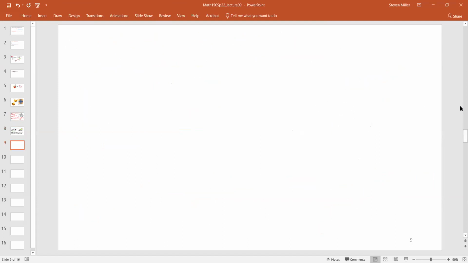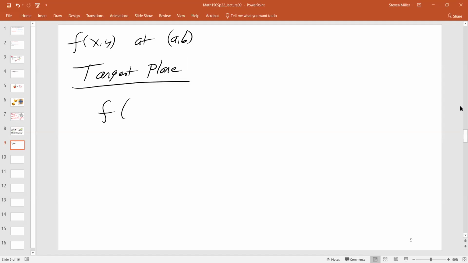A function of two variables, f of x, y. What do you think the tangent line becomes? Tangent plane. And so what would be the tangent plane? It would have to start off with f at the point (a, b). And then we have two different directions. We could be going in the x direction, or we could be going in the y direction.